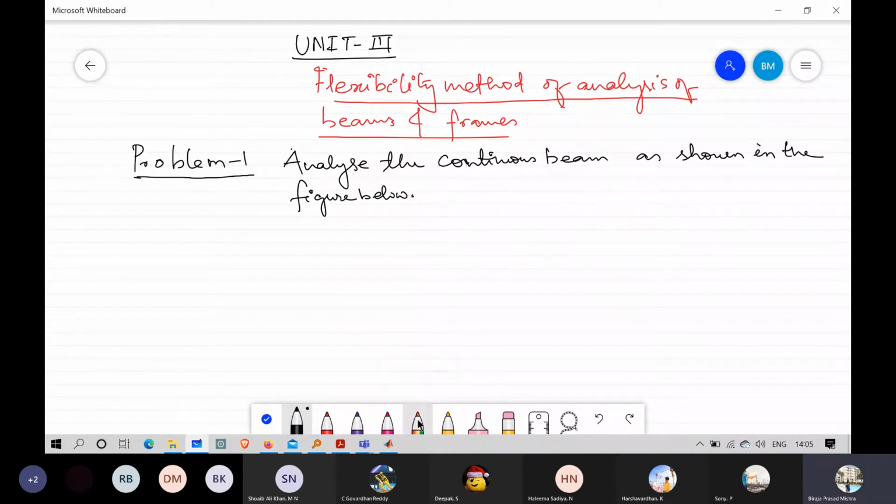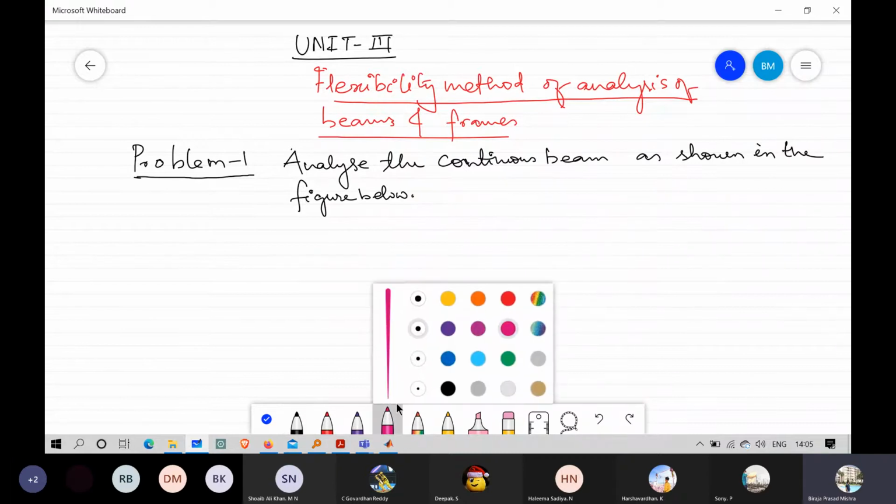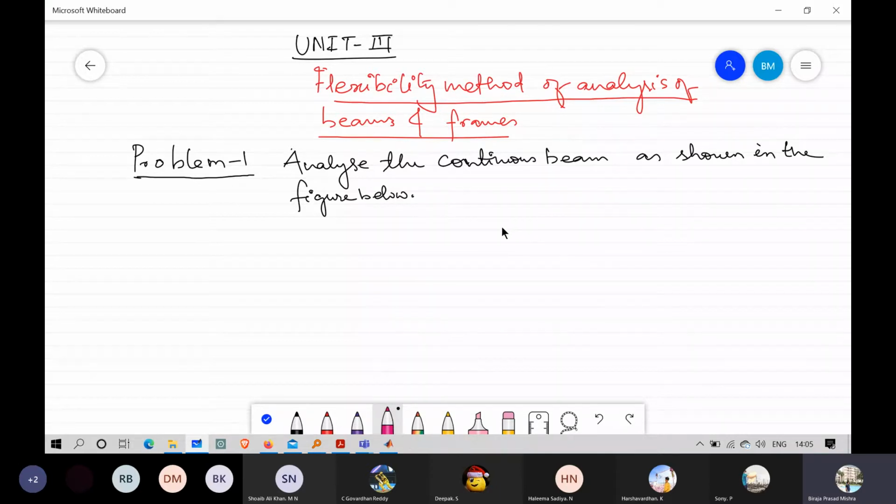Okay, so how is the figure for the continuous beam? Please check here. The continuous beam is like this. We have a fixed support here, this is the fixed support. Here we have one roller, and here I will be having another roller. So this is A, this is B, this is C.